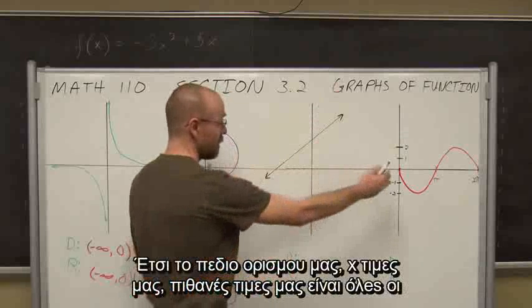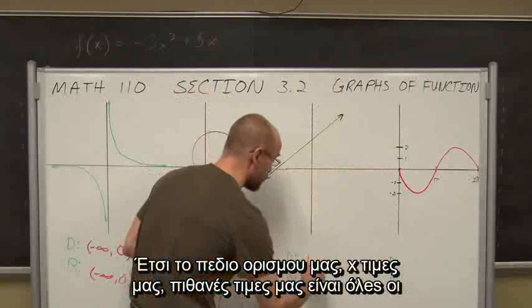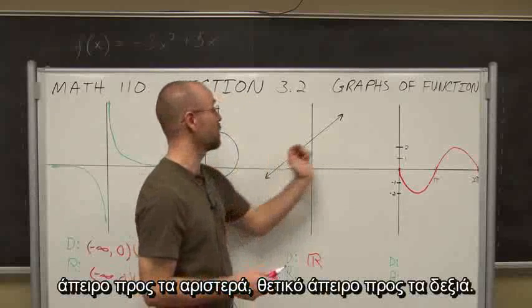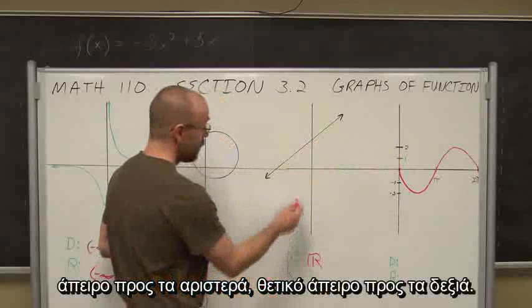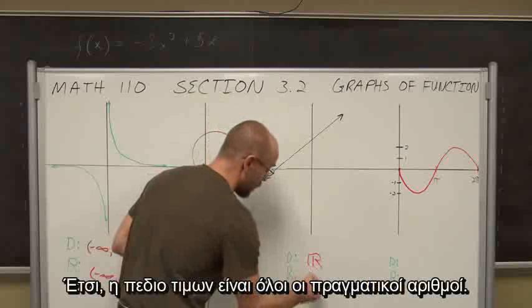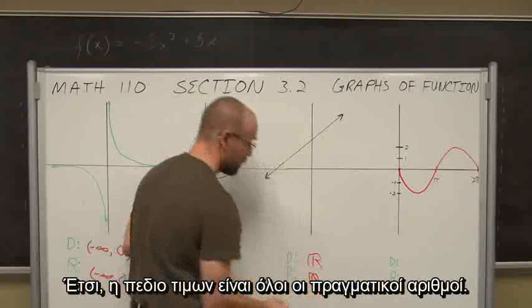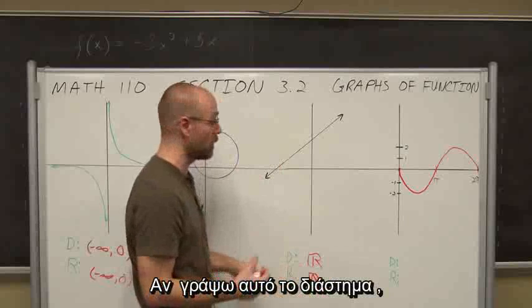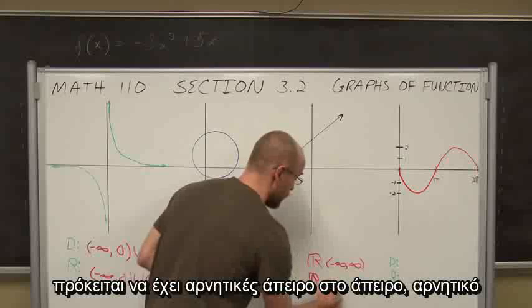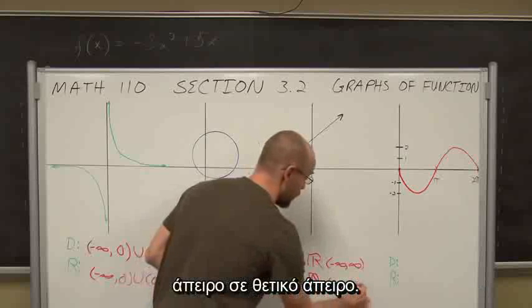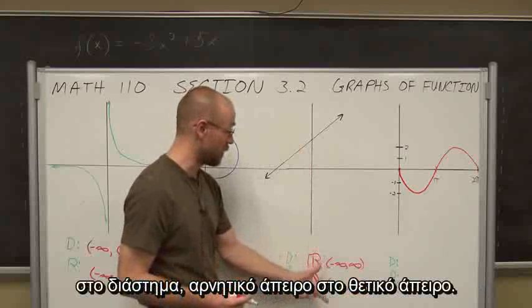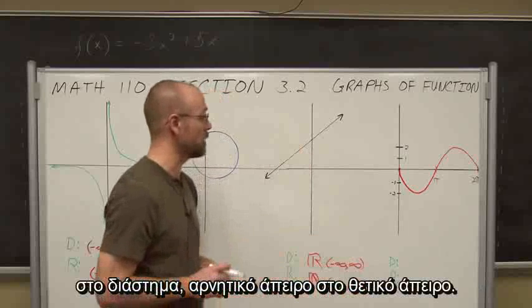So our domain, our x values, our possible inputs, are all real values because it continues on to negative infinity to the left and positive infinity to the right. Our range, well, this arrow points down and it continues to go down forever. So our range is all real numbers. If we're going to write this in interval notation, we have negative infinity to positive infinity. So both our domain and range are all real numbers, in interval notation, negative infinity to positive infinity.